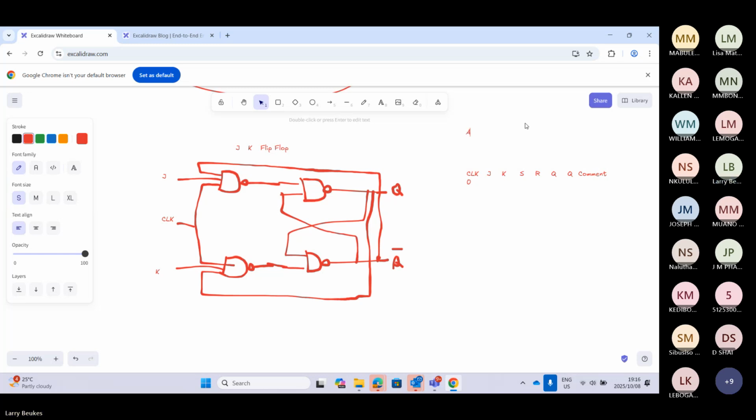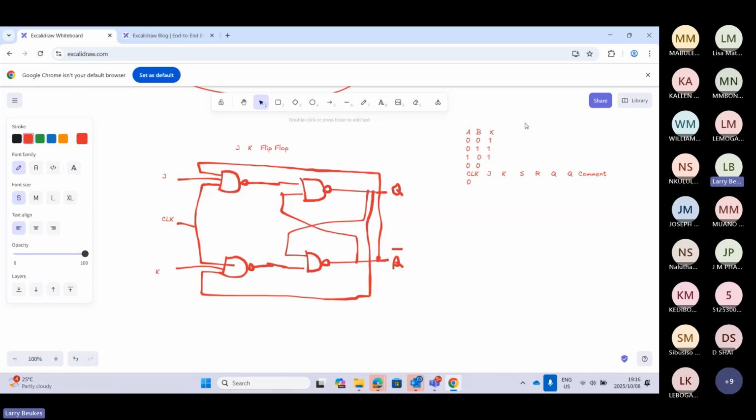So AND gate, A, B with an X. If this is 0 and 0 in an AND gate, the output will be 0, but in a NAND gate, the output will be 1. If this is 0, 1, AND gate, it will be 0, NAND, it will be 1. 1, 0, AND gate, it will be 0, NAND gate, it will be 1. Then 0, 0, it will be 1, right?